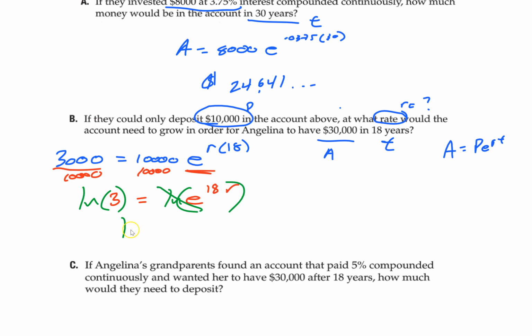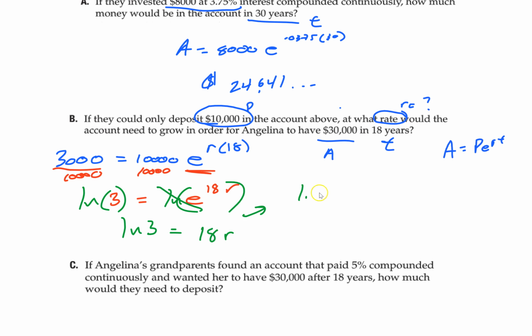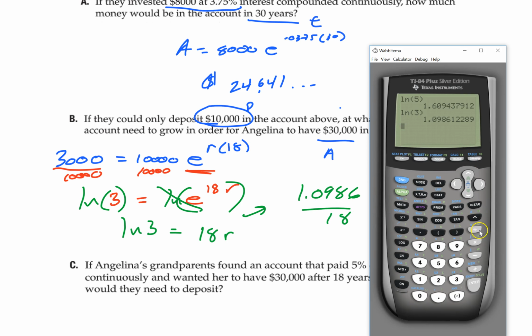Over here, these cancel out. I get natural log of 3, which I'll figure out in a second using my calculator. It equals 18R. So we've got to figure out what that actually is. The natural log of 3 is 1.0986. And then I'm going to divide by 18. On my calculator, I'm just going to leave the answer in there. It stores the answer right there. Divide by 18, hit enter, and I get about 0.06103.